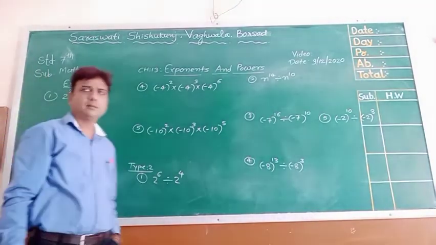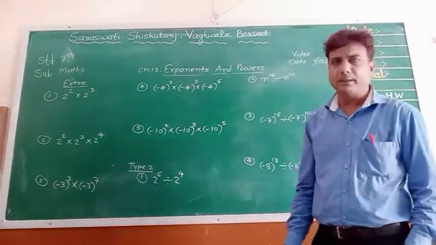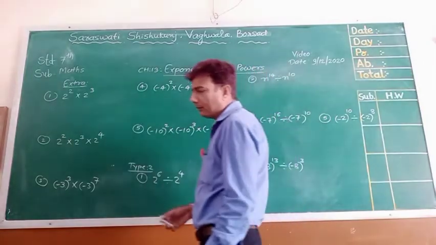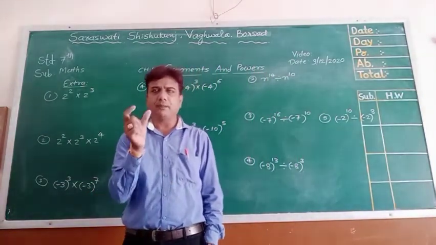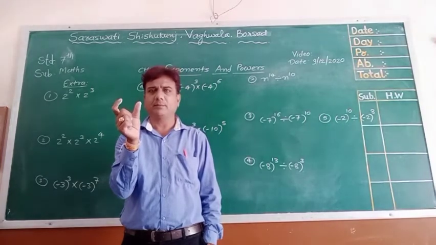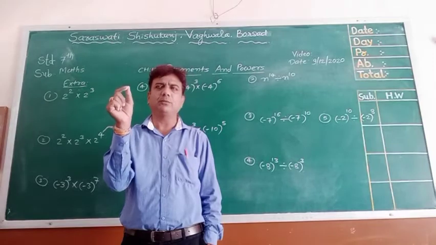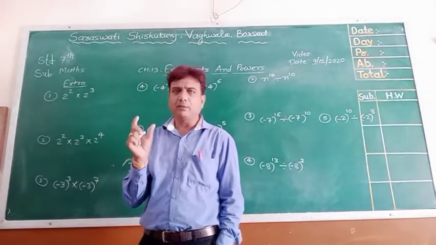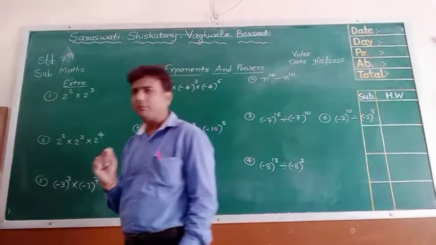In these extra sums, first number sum, we can observe that the first number sum depends on the first number rule, and we know the first number rule. If there is same base, the relation is multiplication, so simply we have to do the sum of their powers. So same base, multiplication, sum of their powers.